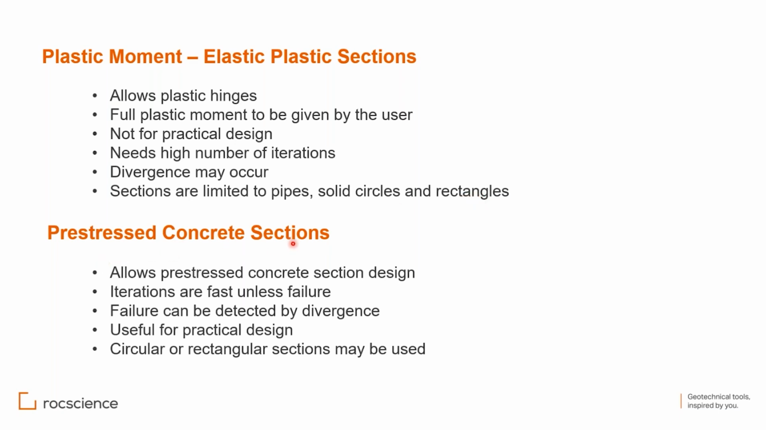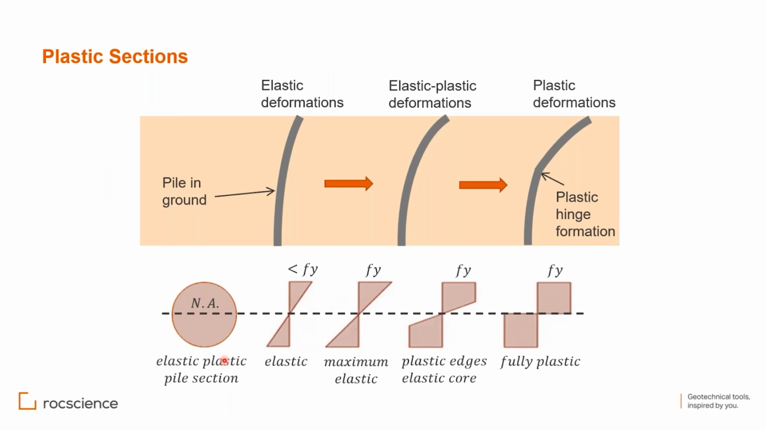The pre-stressed concrete sections allow, of course, pre-stressed concrete section design. So you can design the location of the bars, the location of the pre-stressed bars. Iterations are very fast unless there is failure. So when there is divergence, failure in the pile can be detected by the divergence. It's useful for practical design, and it applies only to circular and rectangular sections.